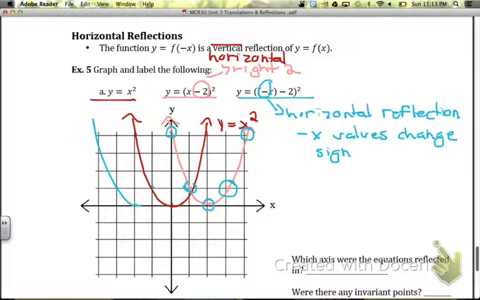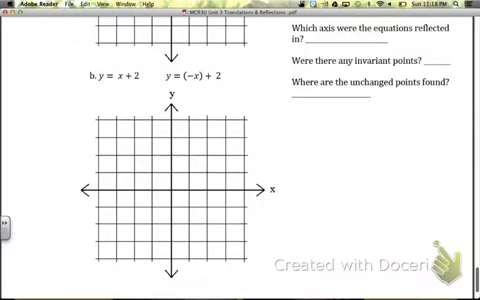We can connect those and make sure that we label y equals (negative x minus 2) squared. So what you notice here in a horizontal reflection is that our x values change sign, not our y values. So now let's look at our last example here, we have y equals x plus 2.